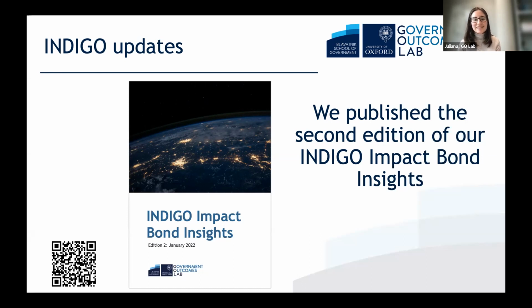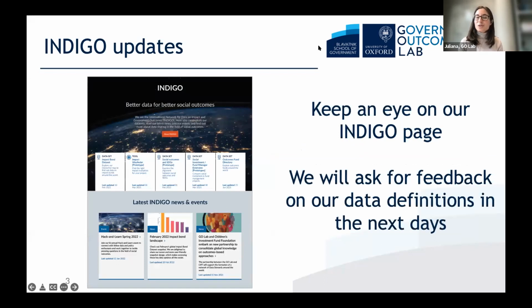Next slide, please. And also I want to ask you to keep an eye on our Indigo page, because we will be asking for feedback on our data definitions in the next days. This time we want to have good definitions of the roles that different organizations can play in an impact bond project. So we want to have a good and robust definition of what's a service provider, what's an outcome funder, what's a commissioner. So if you feel strongly about that and you have ideas, please get in touch with us, because we'll be working on that in the next month. And next slide, please.